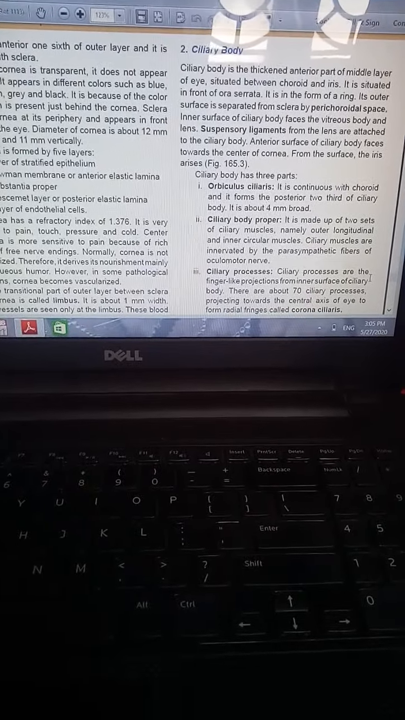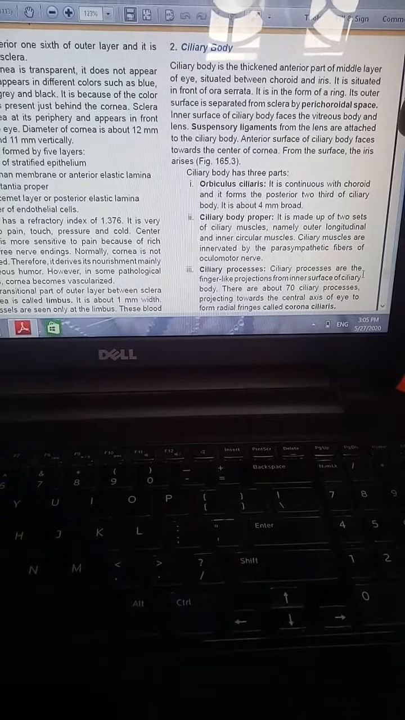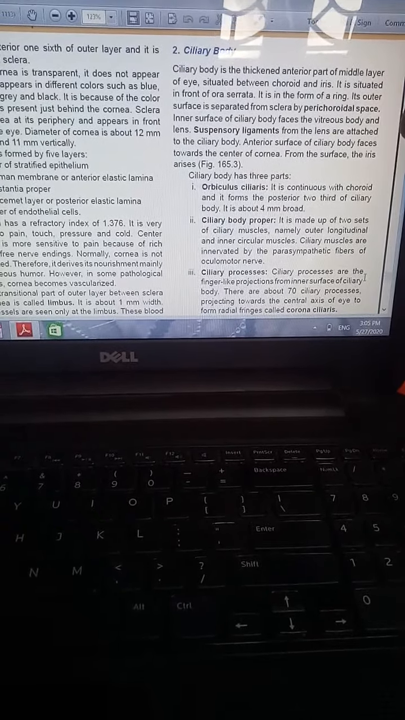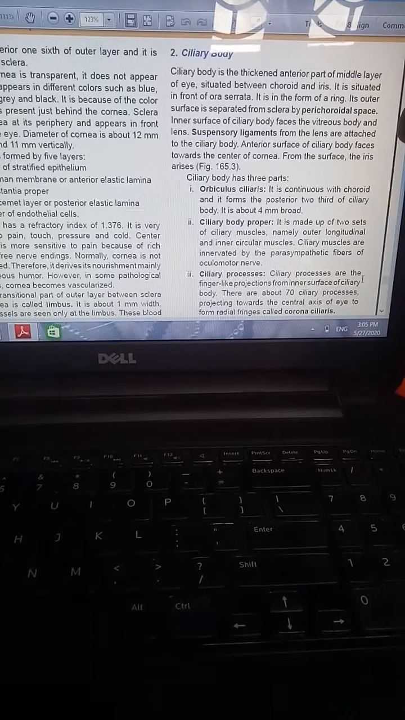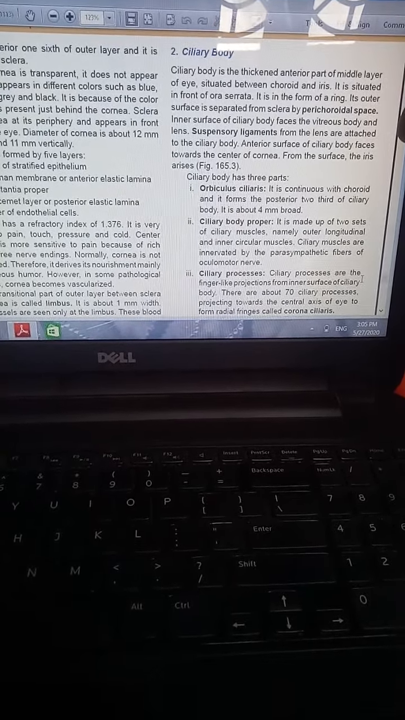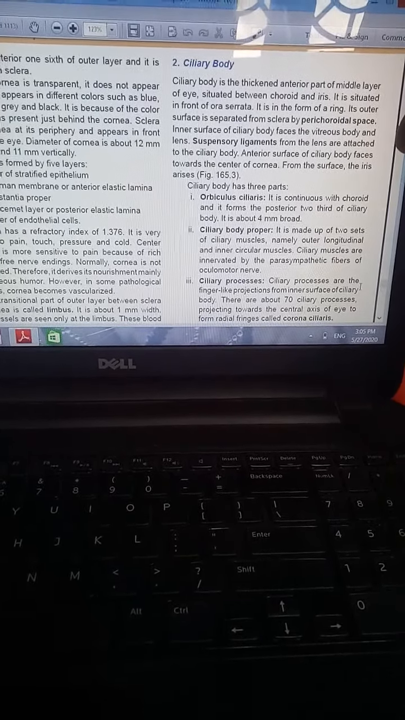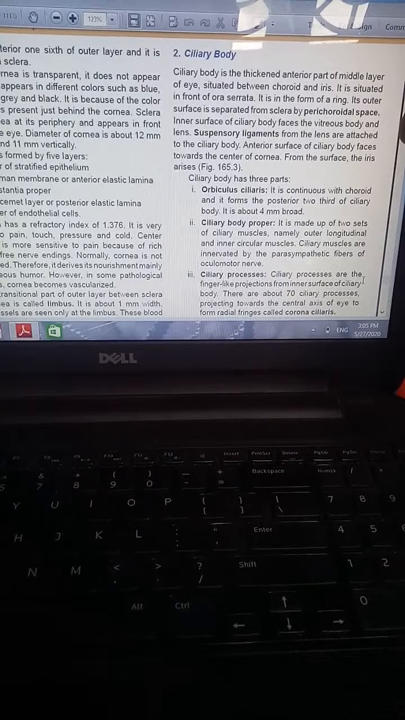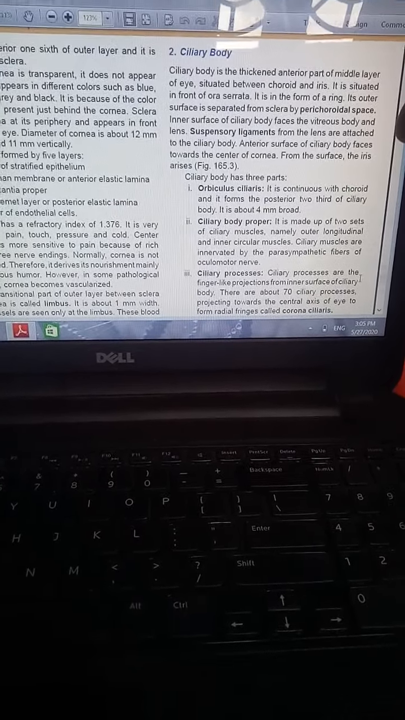It is also situated in front of the ora serrata. It is in the form of a ring; the ciliary body is a ring-like structure. Its outer surface is separated from the sclera by the perichoroidal space.